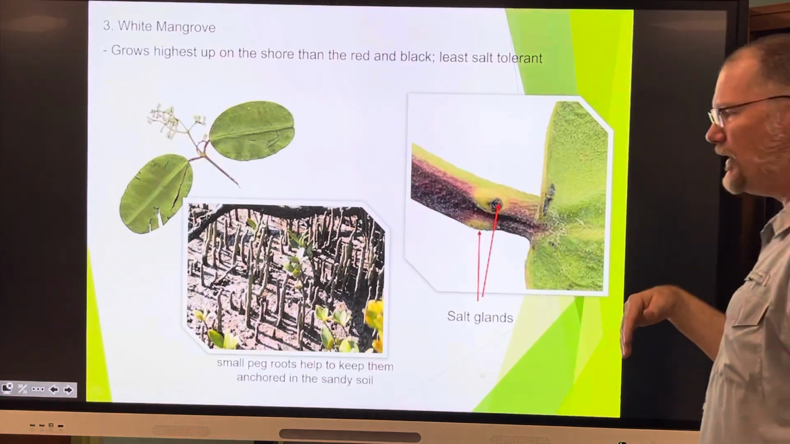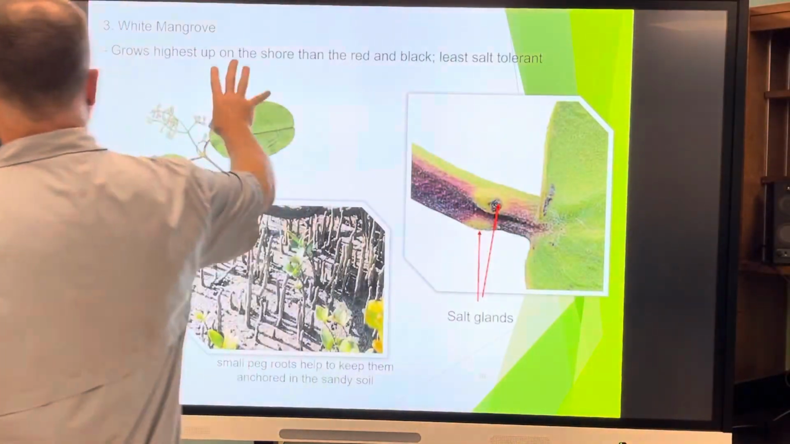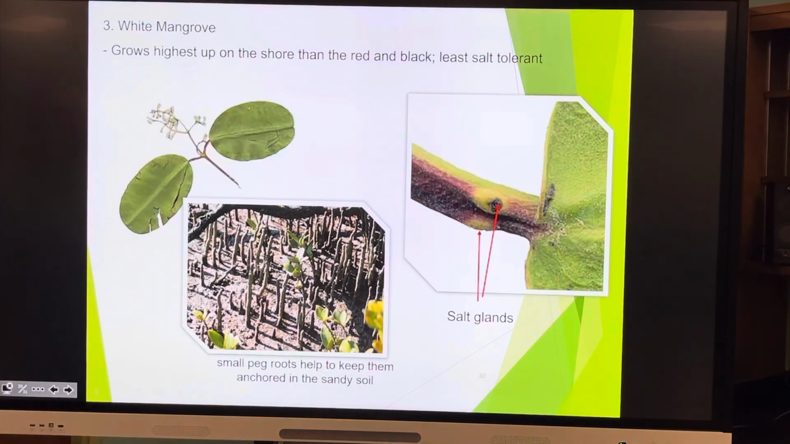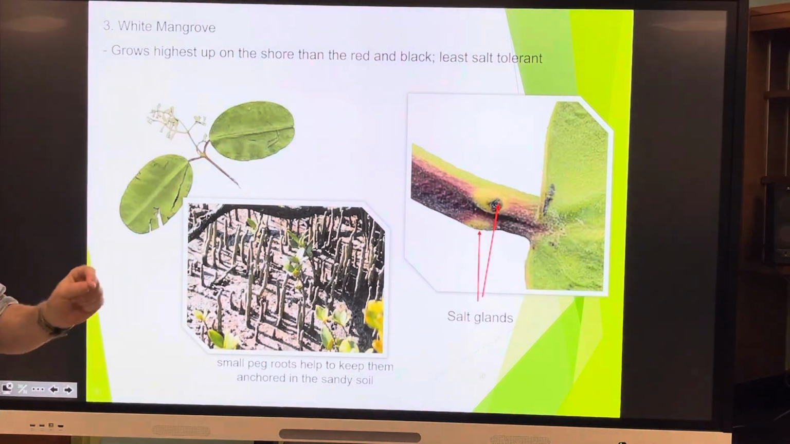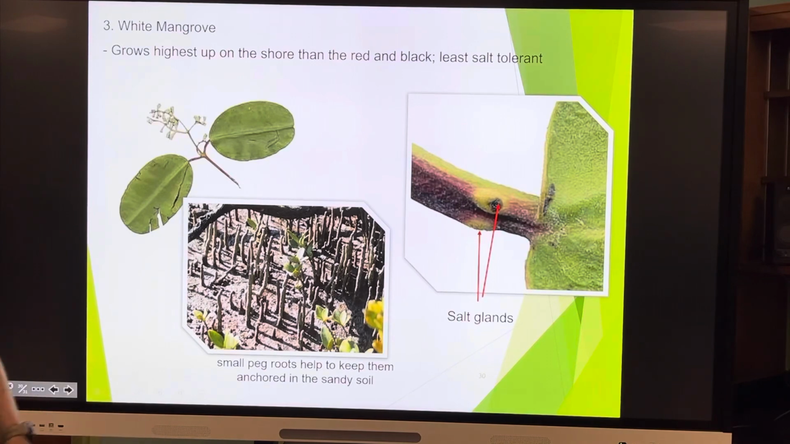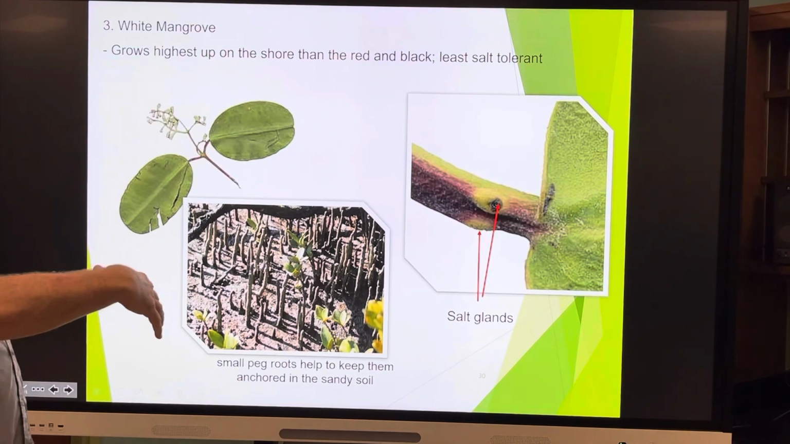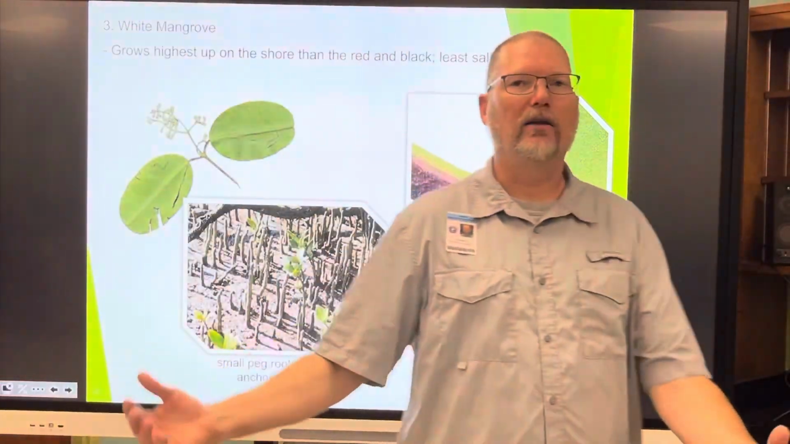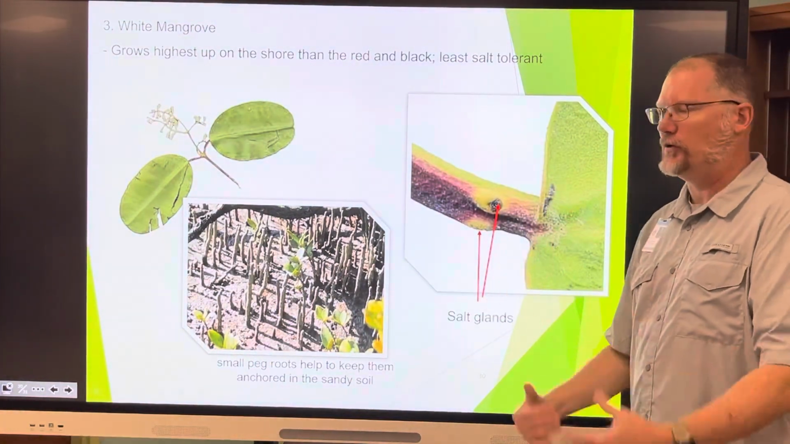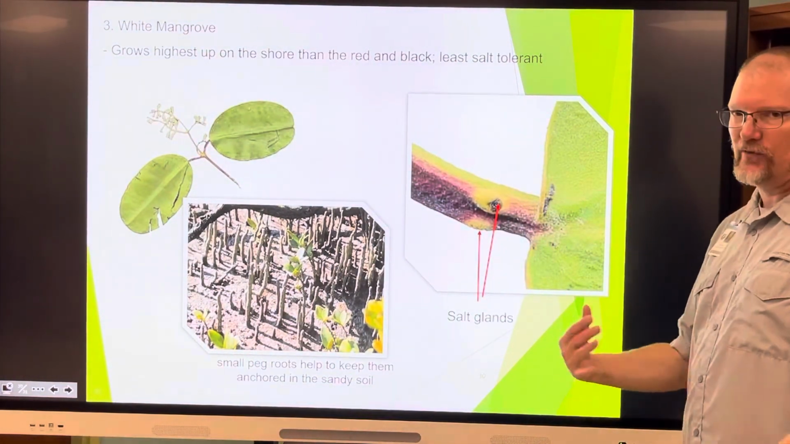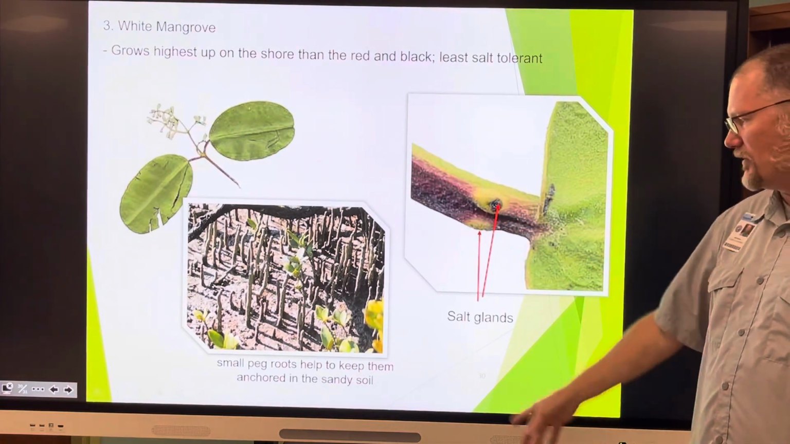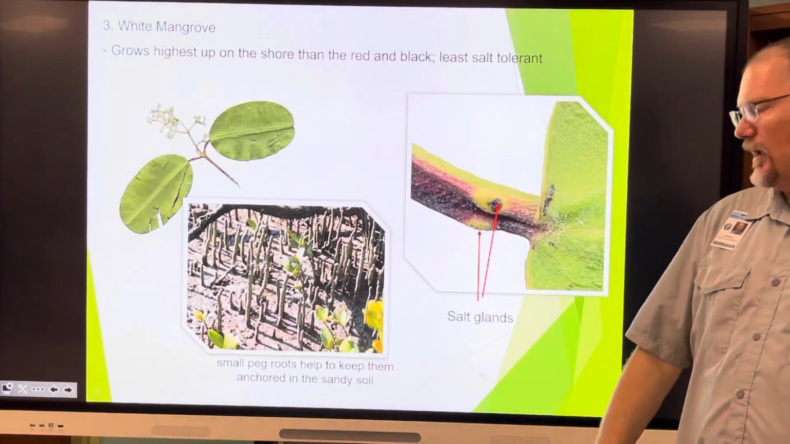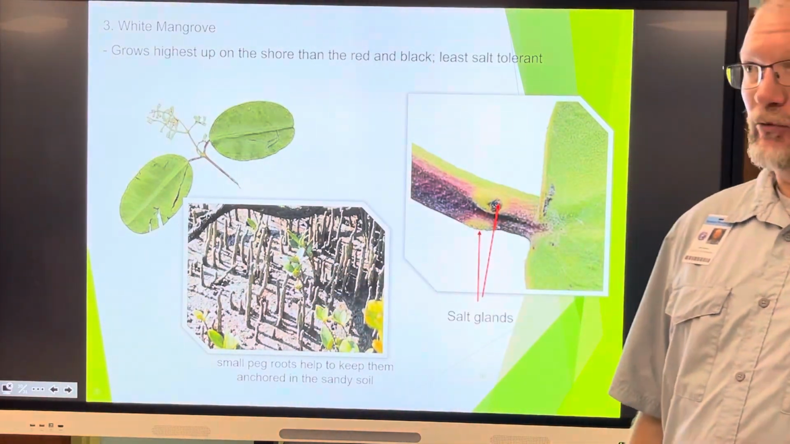And finally, we have the white mangrove. The white mangrove grows the highest up on the shore, higher than the red and black, because it's the least salt tolerant. So it found its niche. It found its little habitat that nothing else was thriving in, that it could thrive in. It wasn't totally not salt tolerant, but it was a little bit. So it evolved to grow here, and because of those salt glands. It has small peg roots that stick up in case the tide comes up too high.